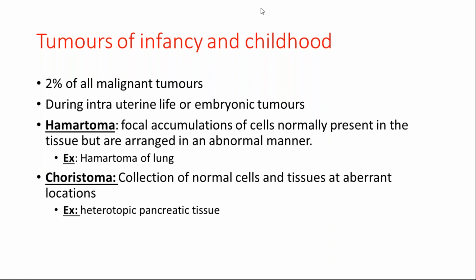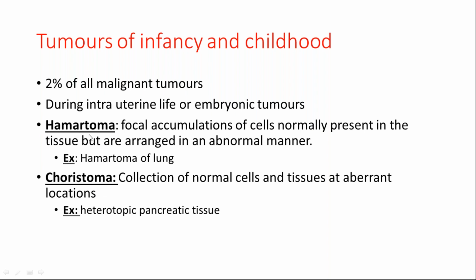So up to 1 year is infancy. 2 to 5 years is early childhood. 5 to 14 years is late childhood. So tumors of infancy and childhood constitute 2% of all malignant tumors. The main cause of infancy or childhood tumors is either they are attained during intrauterine life, or mostly they are embryonic tumors. So these two are the tumor-like conditions we see most commonly in child.